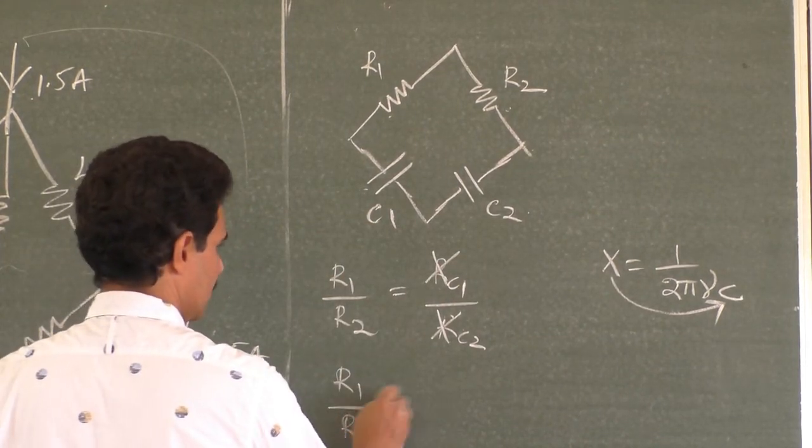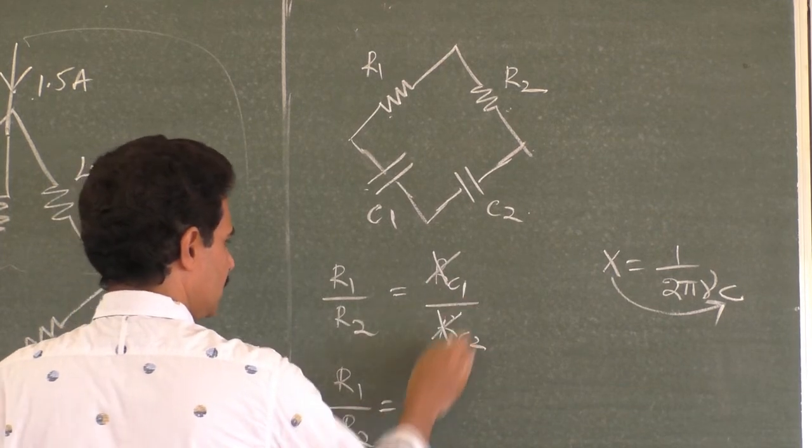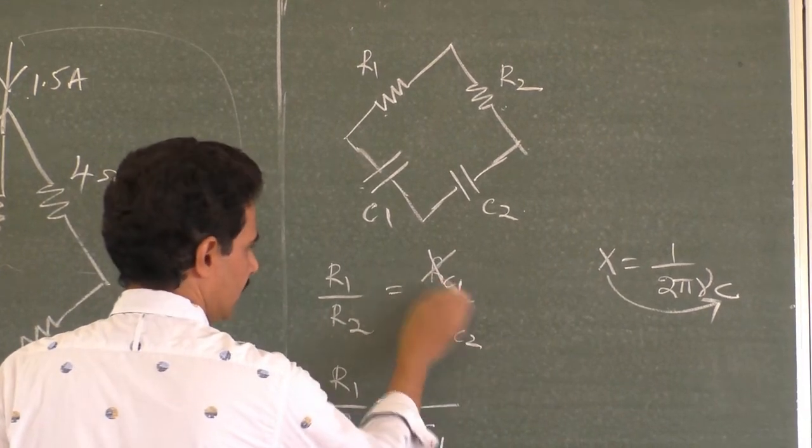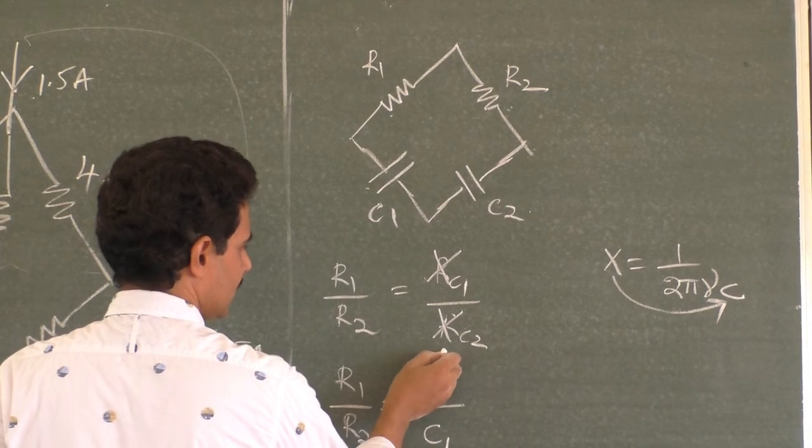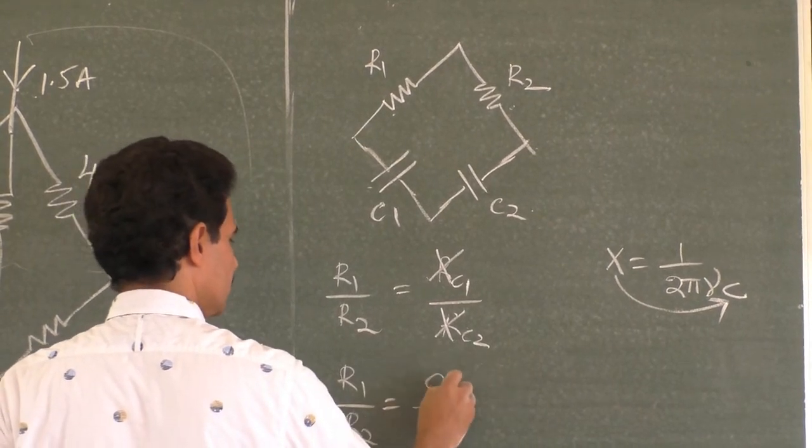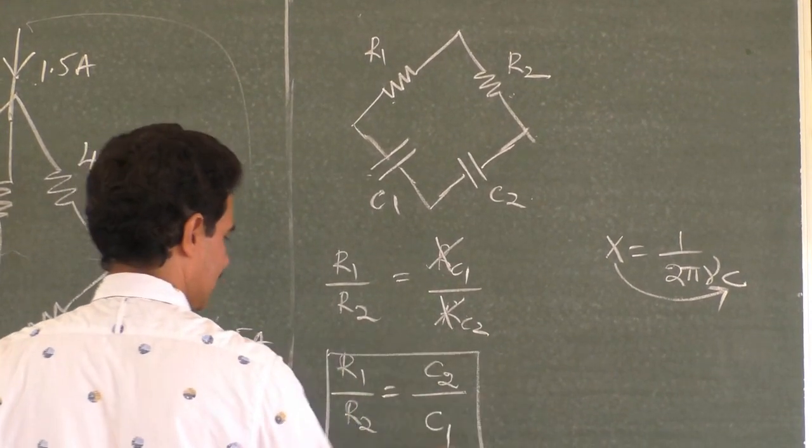Now how can I write it? R1 by R2 is equal to, what is XC1? It is 1 by 2 pi nu C1 here, right? 1 by 2 pi nu C1. What is XC2? 1 by 2 pi nu C2 here. So is this the balancing condition?